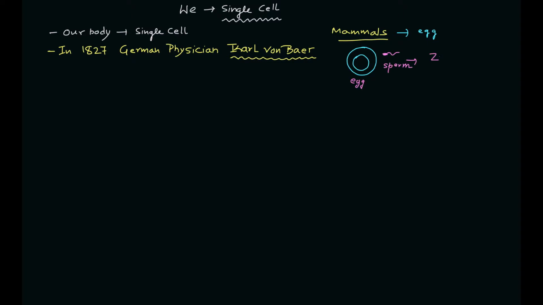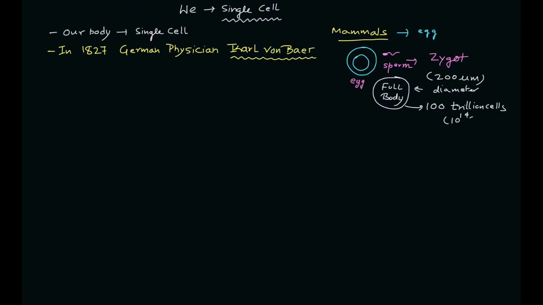After the zygote formation, the zygote is typically 200 micrometers in diameter. The zygote has the capability to form a fully functional human body. In the case of humans, if we are talking about human cells, right? So the zygote has the capability to construct 100 trillion cells, 10 raised to power 14 cells, a huge amount of cells. And this is important because one single cell can construct the full body.